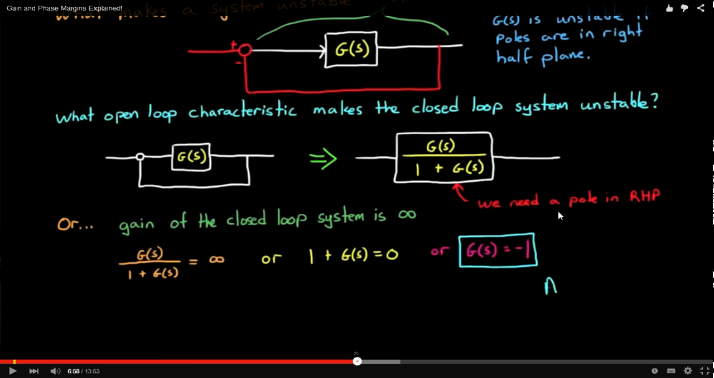So if 1 plus G of S equals 0, the whole system becomes infinity, right? Therefore, if you have a pole in the right half plane, it will be unstable. Then it goes to infinity. And this is actually the characteristic equation. If you take this out, 1 plus G of S equals 0.